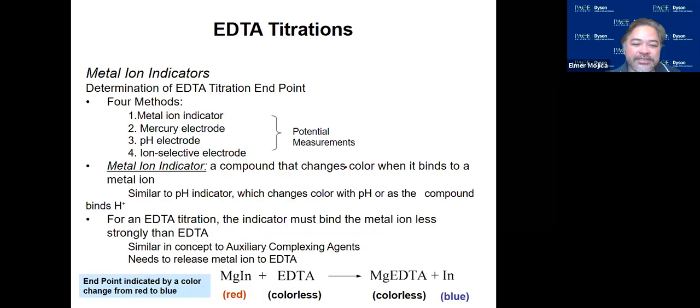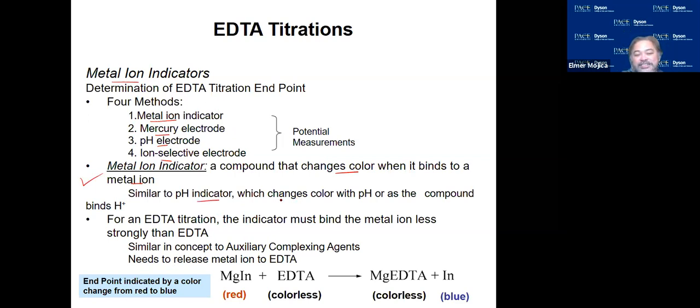So in terms of the EDTA titrations that we have, this is what we did in the laboratory. Okay, so there are 4 methods that you can use if you use the ion indicators. You can have the metal ion indicator, the mercury, the pH, and the ion selective electrode, but none of them we use in the lab. Okay, so metal ion indicator, this is a compound that changes color when it binds to a metal ion. So that's the one that we use.